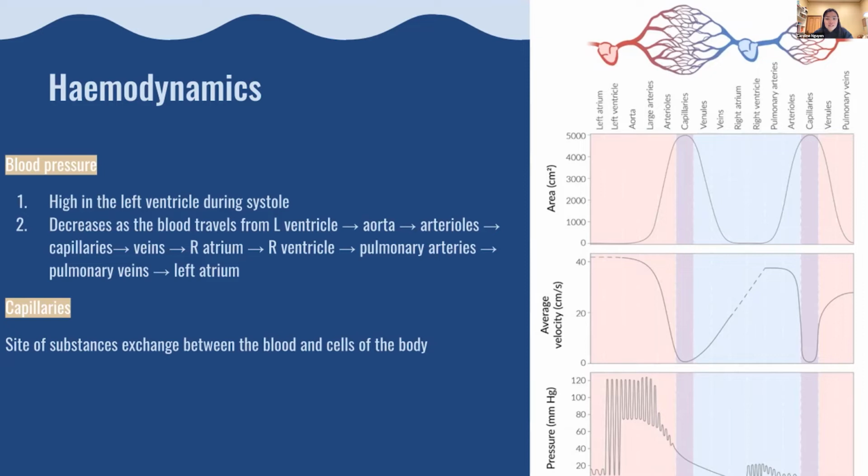And so to revise where blood flows, pressure decreases incrementally from the left ventricle into the aorta, arterioles, capillaries, veins, back through the vena cava into the right atrium, right ventricle, pulmonary arteries, pulmonary veins, and then left atrium. So we know that the blood pressure is lowest in the left atrium, and that could be a question. Capillaries are the site of substance exchange between the blood and the cells of the body.